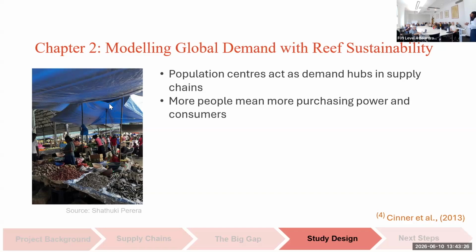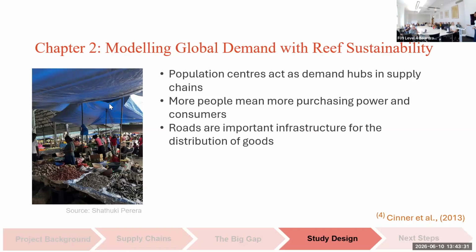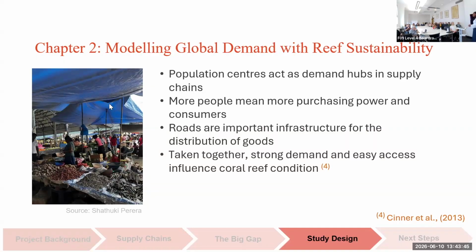But how do these products actually get to these population centers? Well, it's through roads. Roads are really important infrastructure for the distribution of goods. And essentially we can figure out how the distribution mechanisms of the supply chain work using these roads. And we know that taken together, strong demand and easy access influence coral reef condition, and this has already been proved in the literature.